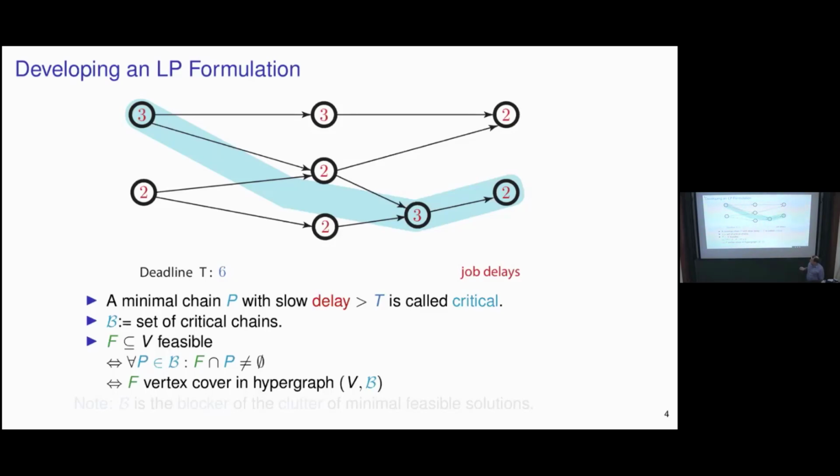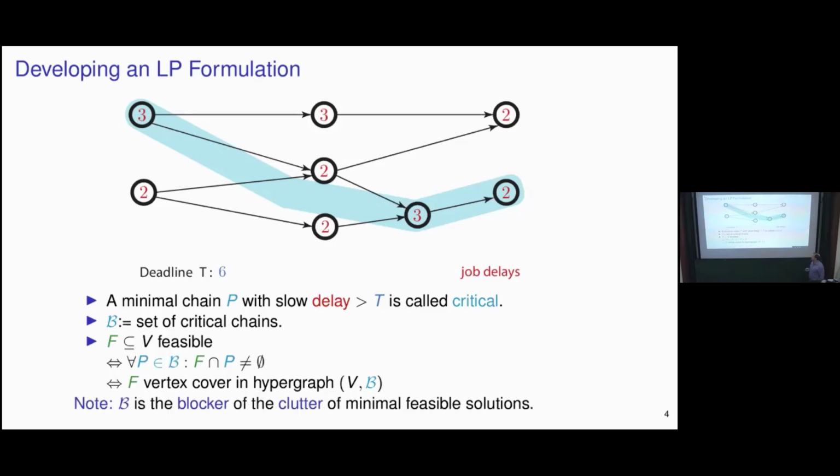So that means if we are looking for a feasible solution, for each such critical chain we need to intersect that chain with our solution. If you consider these minimal feasible solutions as a clutter, then you have this typical clutter-blocker relation. And then what does it mean? That means that F is just a vertex cover in the hypergraph on our ground set with these critical chains as hyperedges.